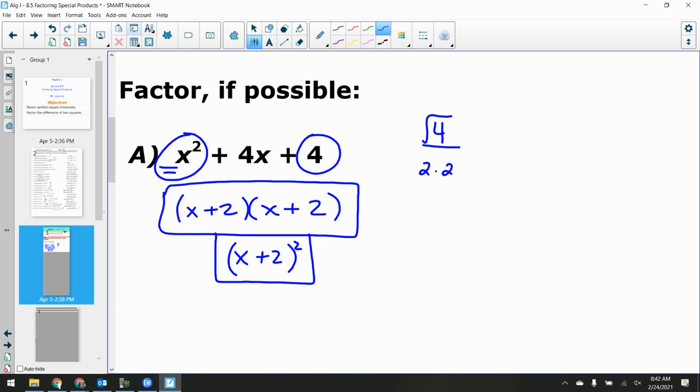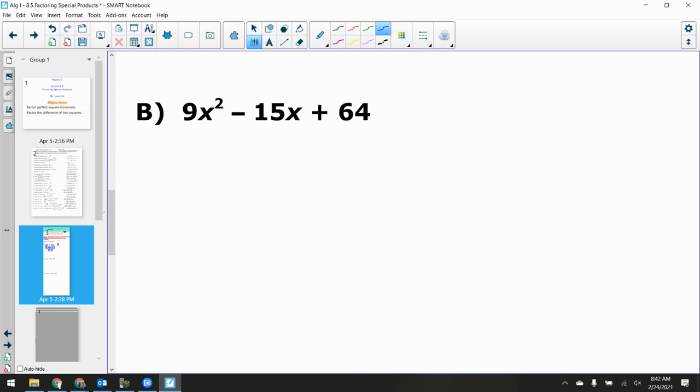Let me check the next one then. Is 9 a perfect square? Yeah, 3 times 3, right? Is 64 a perfect square? Yeah. So maybe this is one of those cases where I've got a perfect square on both parts. All right, well, is this an easy type or a hard type? I guess the first thing that I should have checked is, does this have a GCF? Are all 3 of those numbers divisible by something?